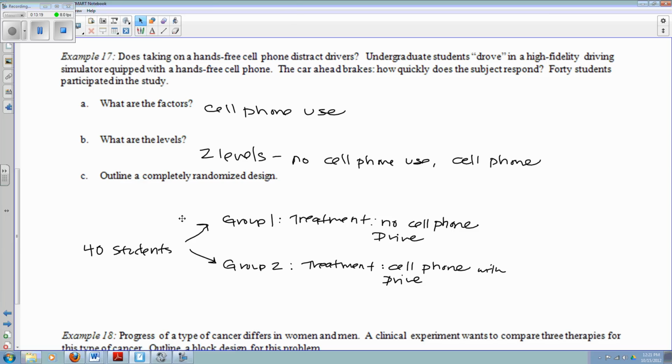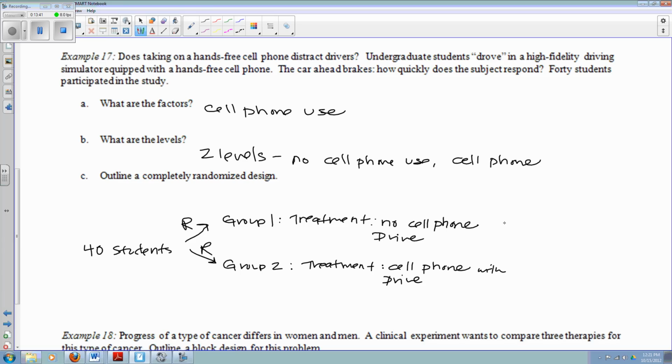An important thing, one of our main things that we want to do, is randomly assign them to group 1 or group 2. We have lots of different ways that we can assign them randomly, but to show that we're going to do this randomly, you can put a little R over these arrows, and that shows that you're assigning them randomly to group 1 and group 2.